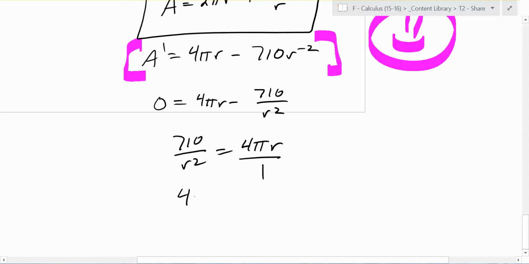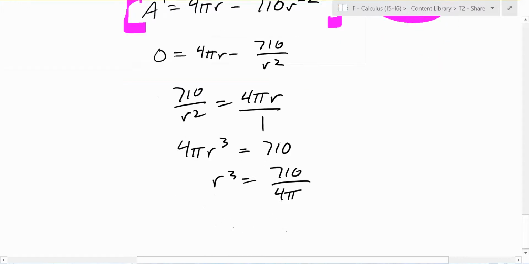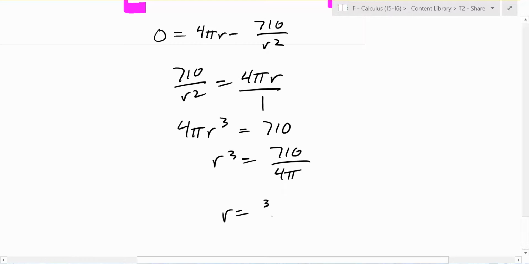Cross multiply. So 4 pi r what? Cubed is equal to 710. So r cubed is equal to 710 over 4 pi. So what does r equal? The cube root of 710 over 4 pi. Do that on your calculator right now and tell me what it is to 3.